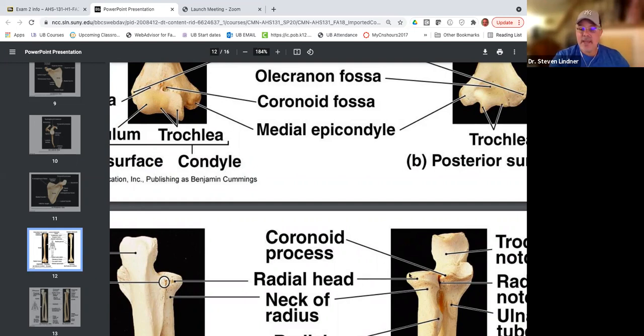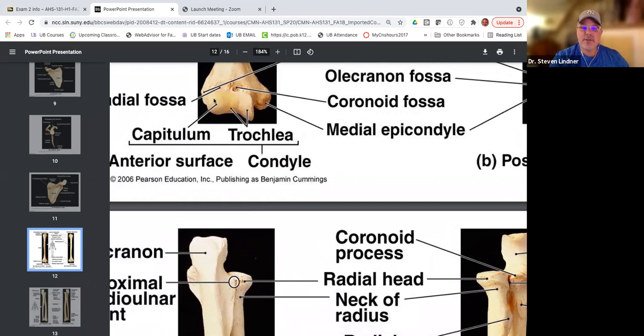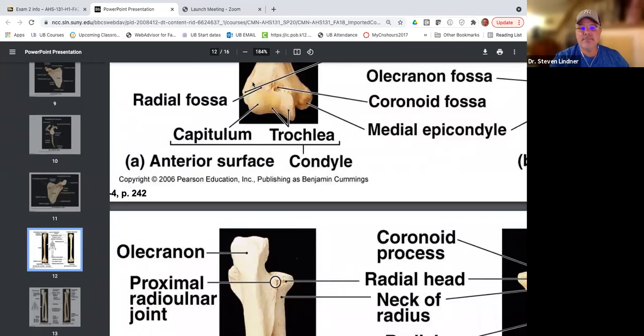Here is the head of the radius. When you bend your elbow, the head of the radius is going to move smoothly around the capitulum and attach right here to the radial fossa.